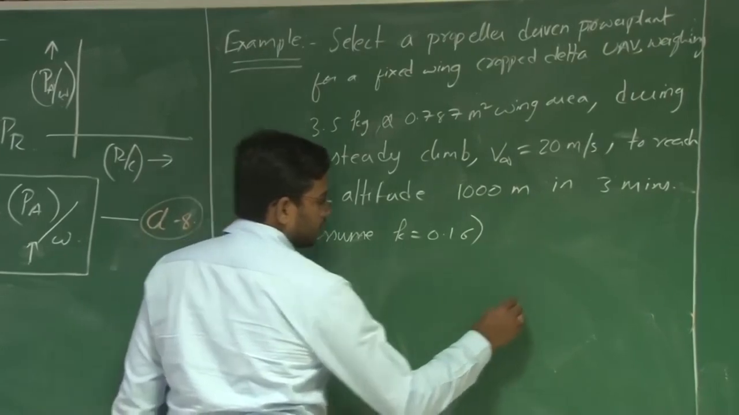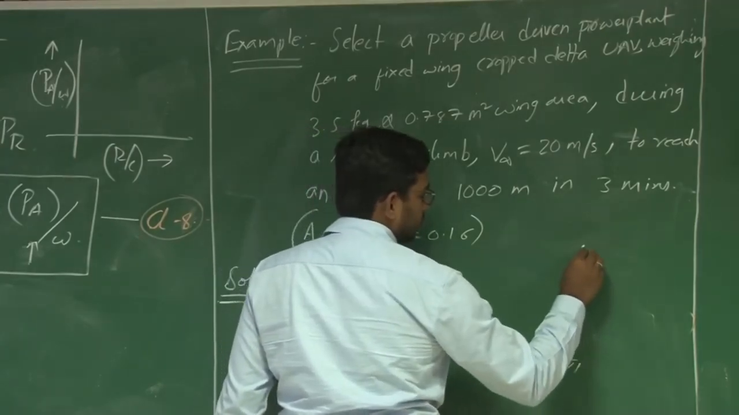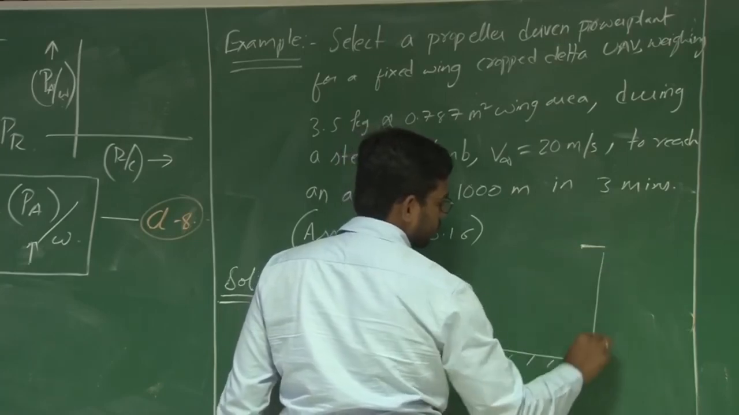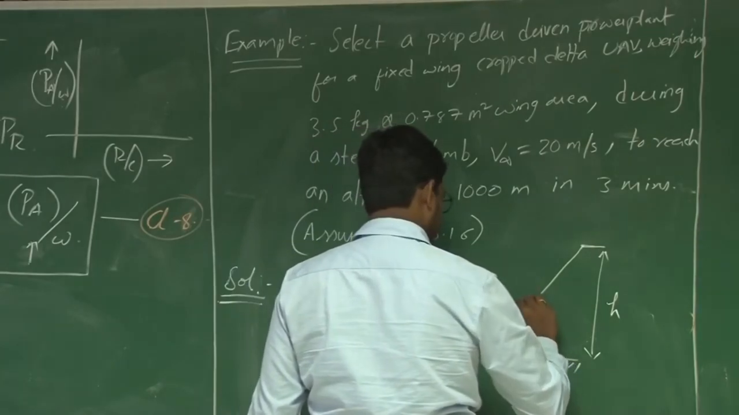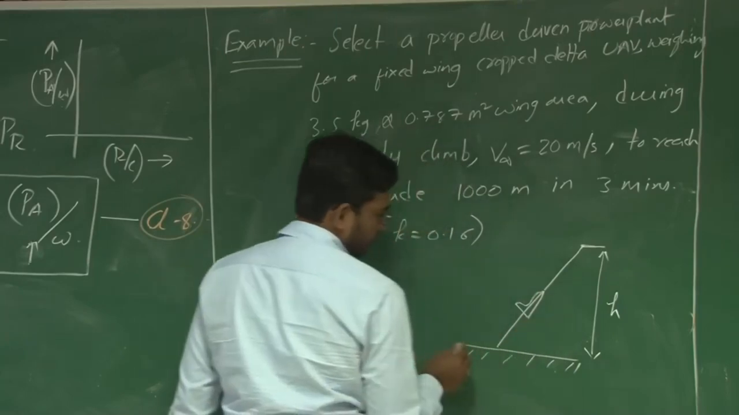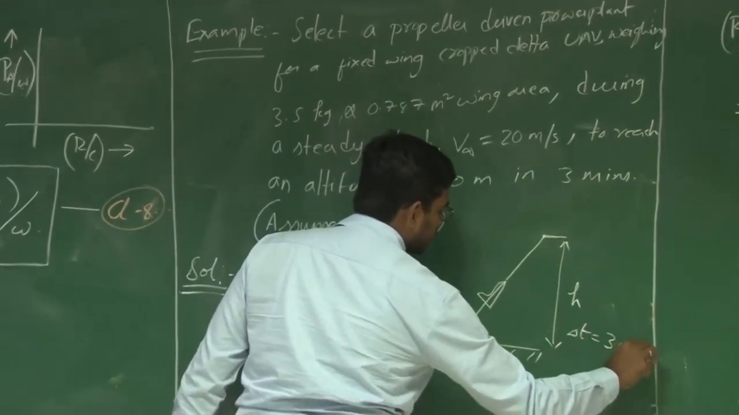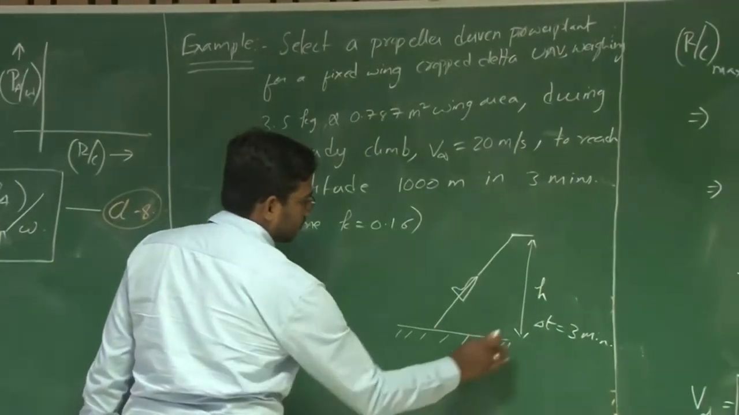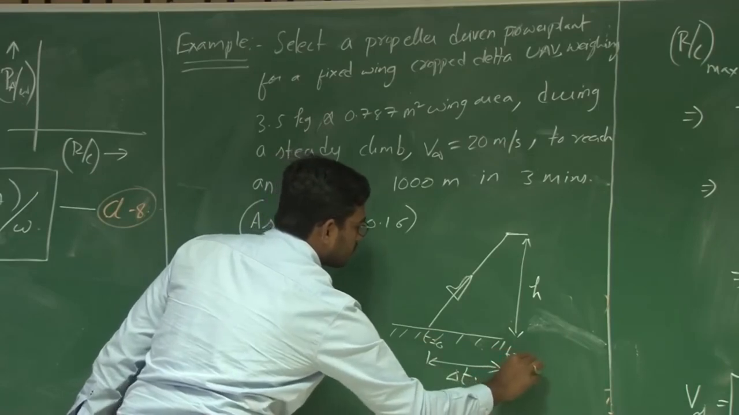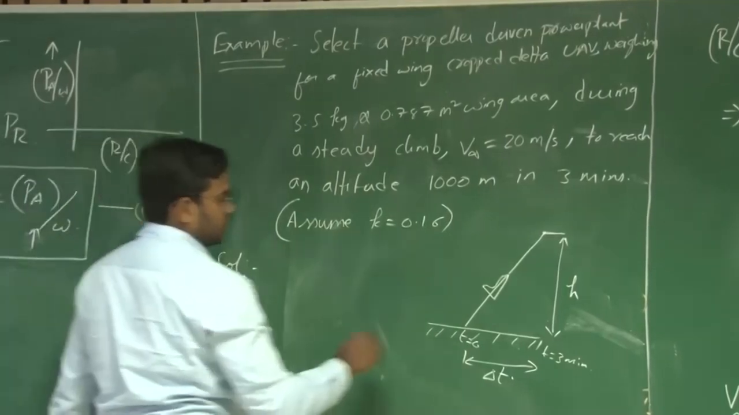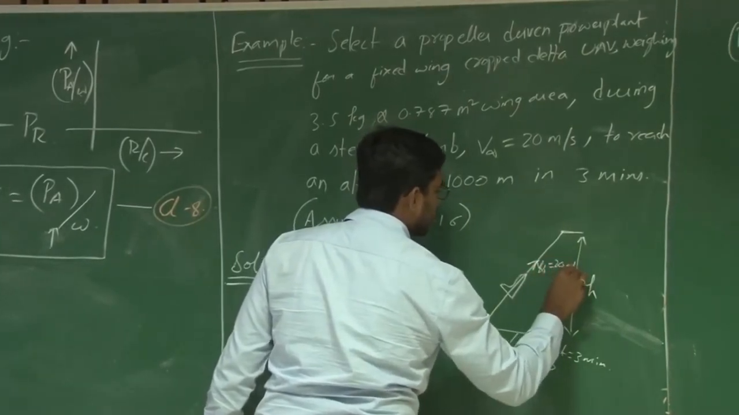What is given? This is your desired altitude h, which you need to attain. This desired altitude needs to be attained within delta t of 3 minutes. So you consider delta t at t equals 0 and t equals 3 minutes. Right. So from our equations, we know V infinity is equal to 20 meters per second, the velocity during this climb.